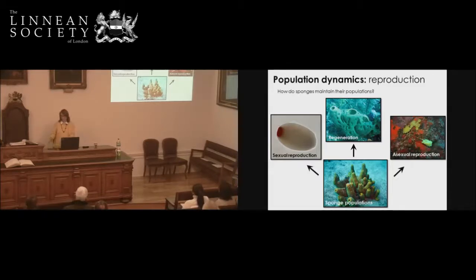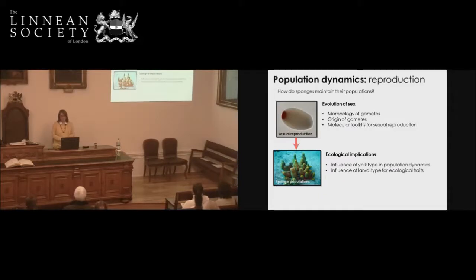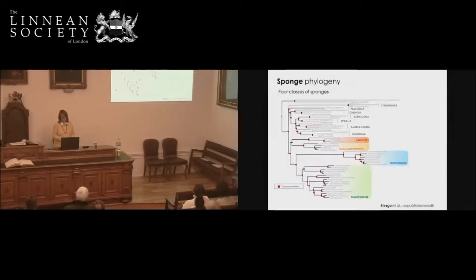So if you go to a classical textbook of sponges, you would see that sponges mainly reproduce by asexual reproduction. Well, that's not true. They do it majorly by sexual reproduction. So I'll be telling you a little bit about the evolution of sex just in sponges, about morphology of gametes, where these gametes come from, what are the molecular toolkits that sponges use to produce these gametes, and what are the ecological implications of having different types of yolk or different larval types, because there are major differences whether the sponges choose one route or the other one.